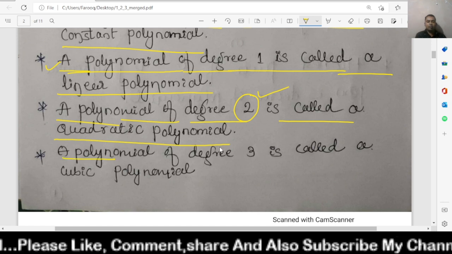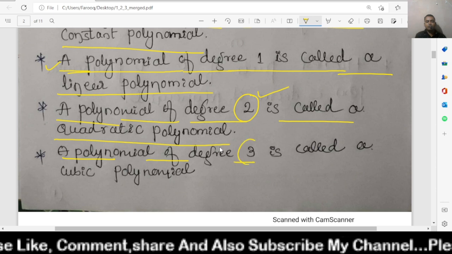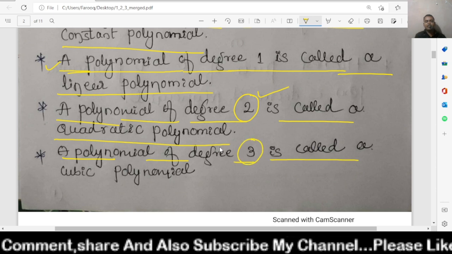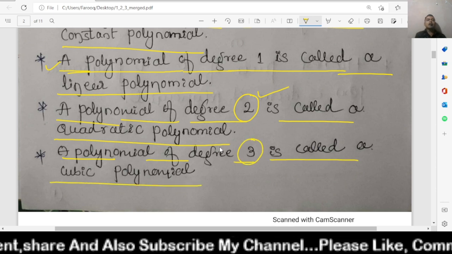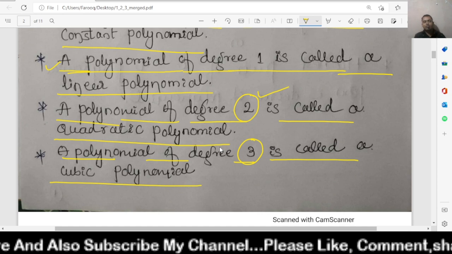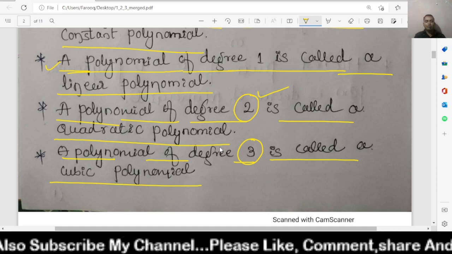A polynomial of degree 3, जो polynomial की डिग्री 3 होती है, is called a cubic polynomial. अगर polynomial की डिग्री 3 हो तो उसे हम बोलते हैं cubic polynomial.